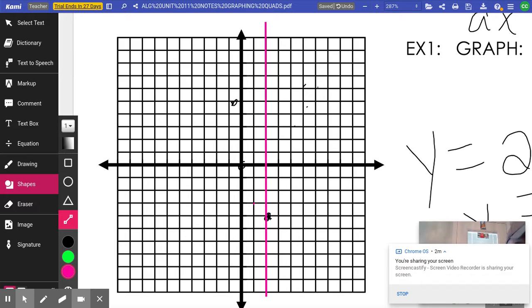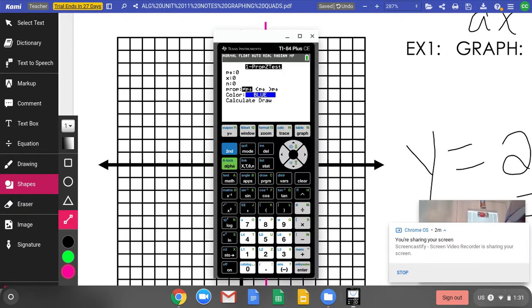Where am I going to get those points from? I'm going to get those points from using a calculator. I can hit y equals and just type in what I want, which is x squared minus 4x. Hopefully you guys know how to hit all these buttons. From there, I can hit second graph, and that's going to give me the points.